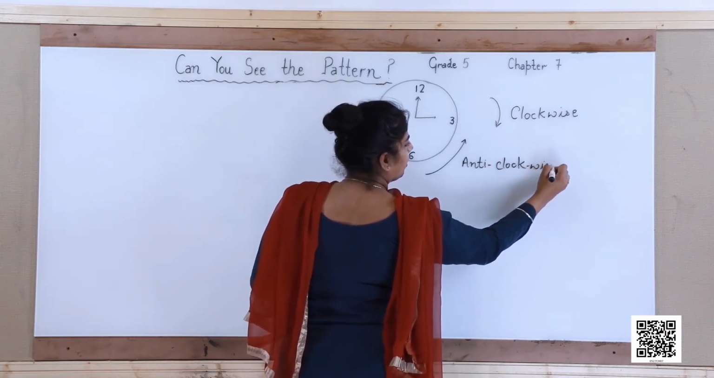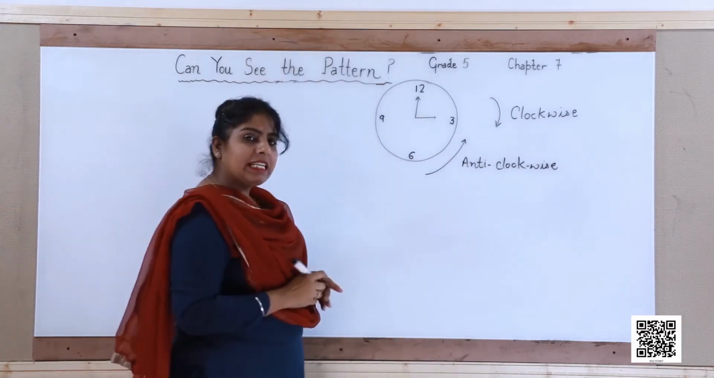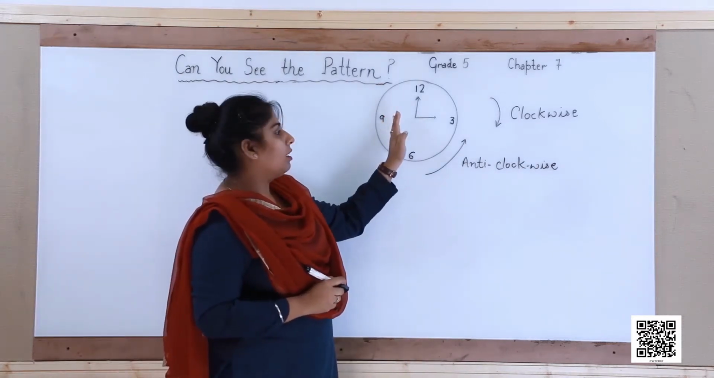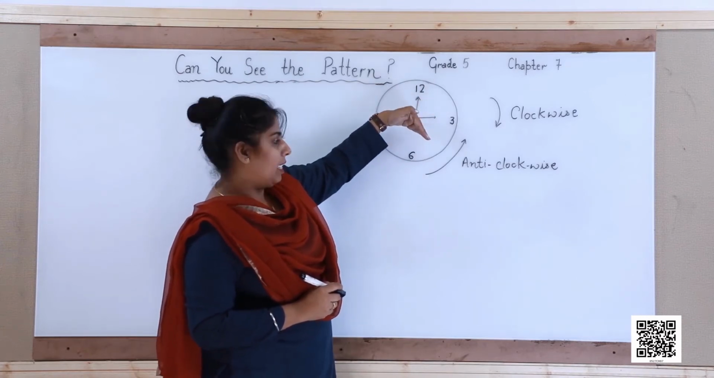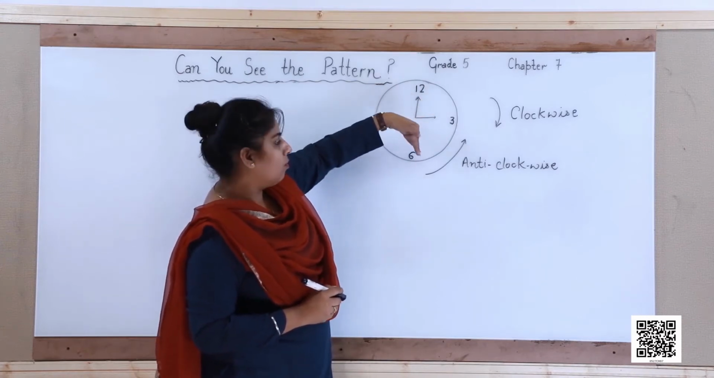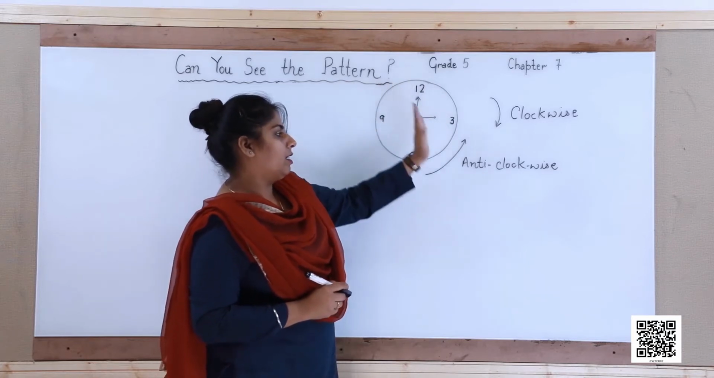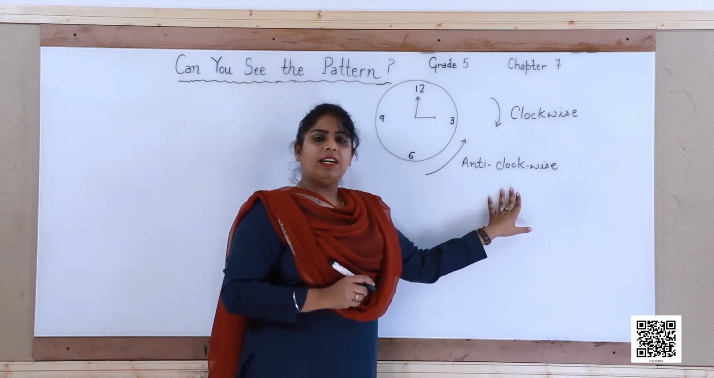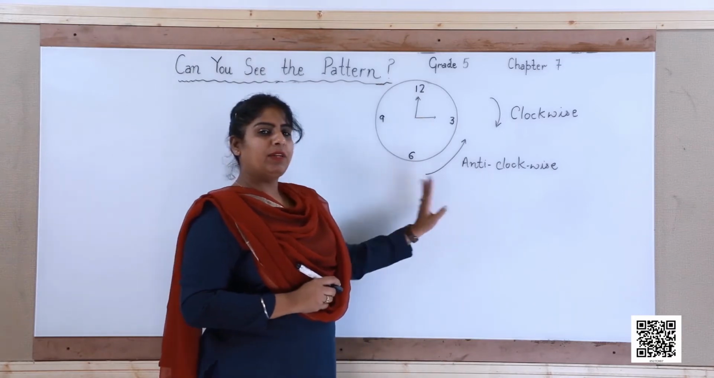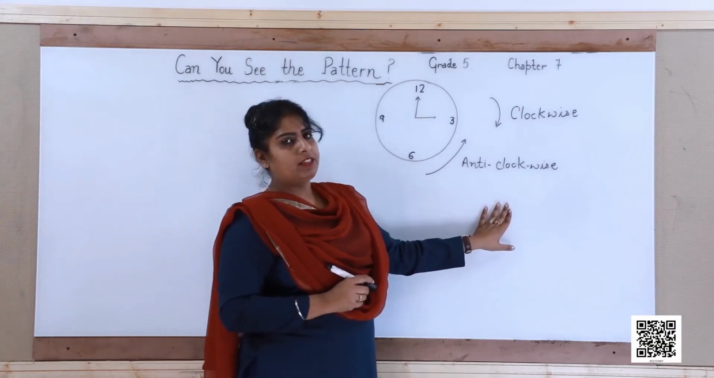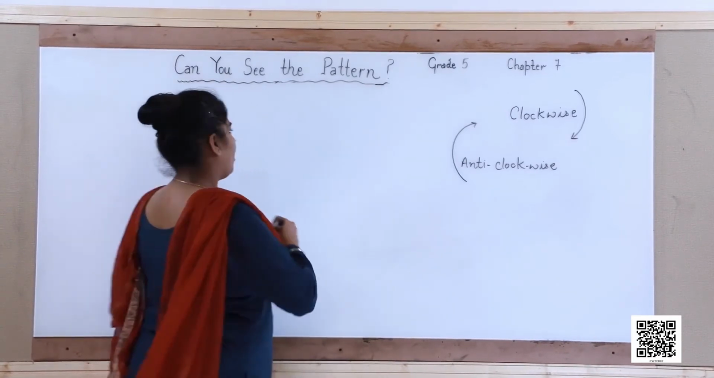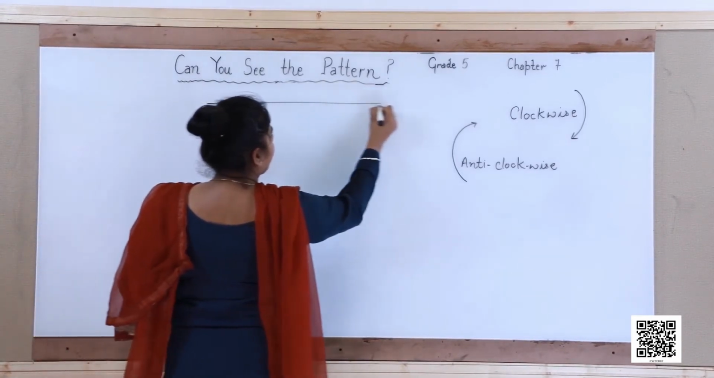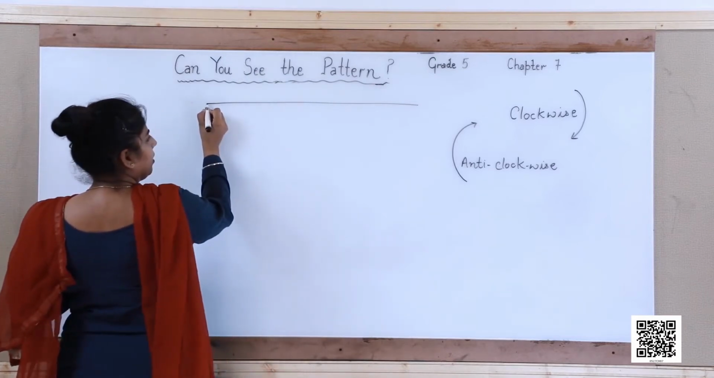Right? What is it? Anti-clockwise. Normally the needles of the clock move this way. But if something moves the opposite way, it is called anti-clockwise. Right? That movement is called anti-clockwise movement. How can we make these patterns? Let's check out. Let me show you how patterns are made.